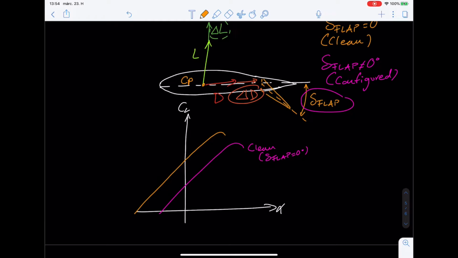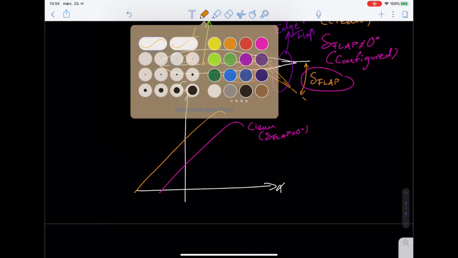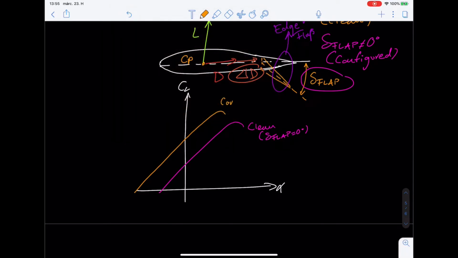And only in case when we talk about trailing edge flaps, right? So we're only talking about the trailing edge flaps right now, and we're examining the effect of that. Right, so this is the configured flaps. So the delta flap, let's say, is 10 degrees, for example.